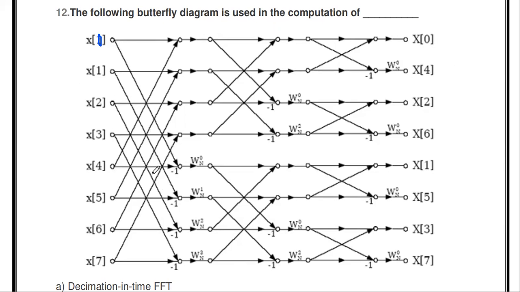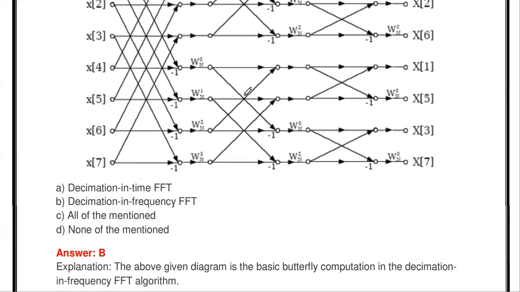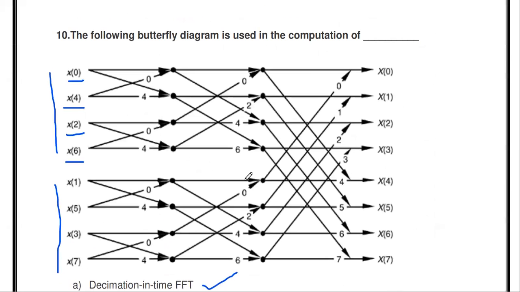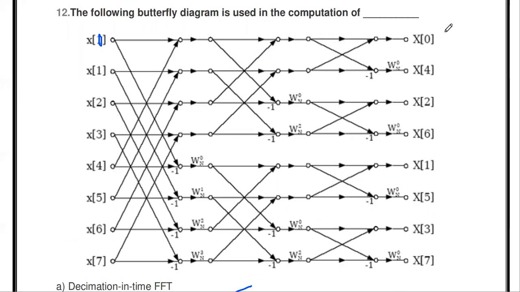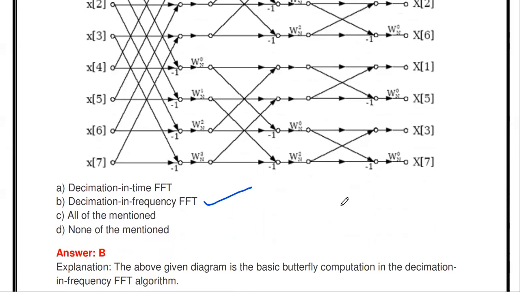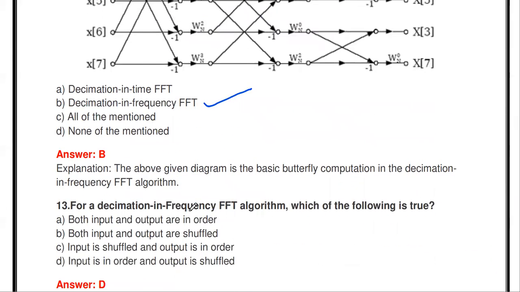And here you see first 8-point butterfly, then 4-point butterfly, 2-point butterfly. Okay, so this diagram belongs to the decimation in frequency FFT. This is the decimation in frequency FFT algorithm. So you see in decimation in time FFT, first 2-point butterfly, 4-point, 8-point. Input is in bit reversed order, output is in natural order. But in this diagram, input is in order, output is in bit reversed order. First 8-point butterfly, 4-point, 2-point butterfly. So this is called decimation in frequency FFT.